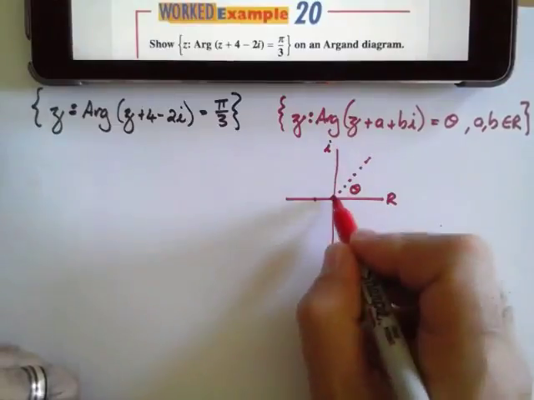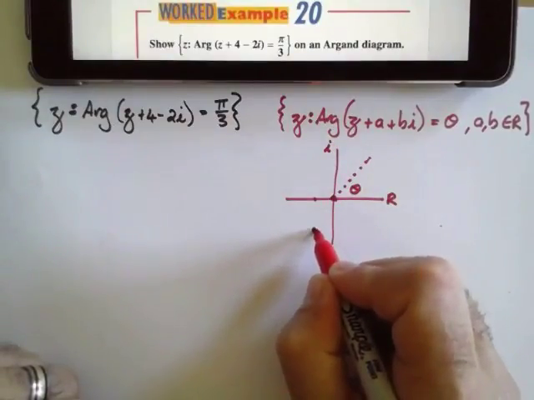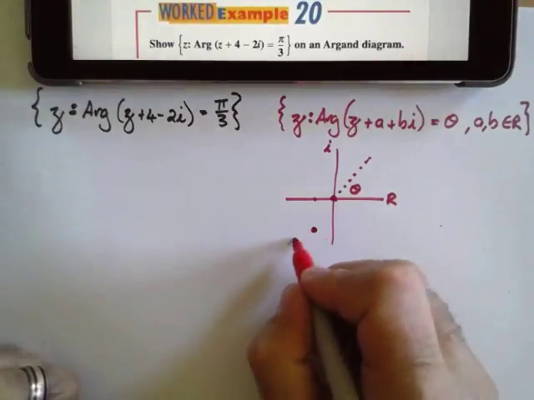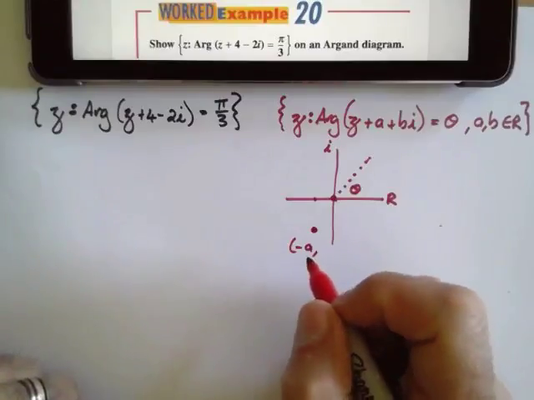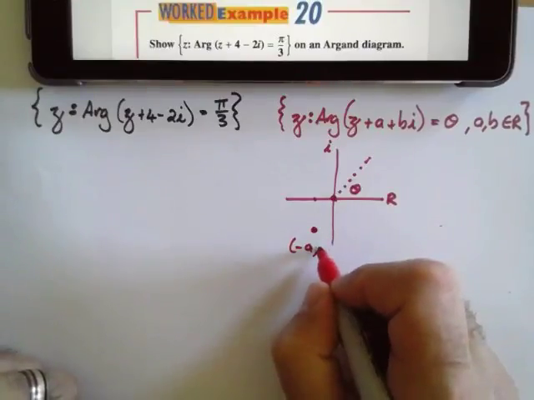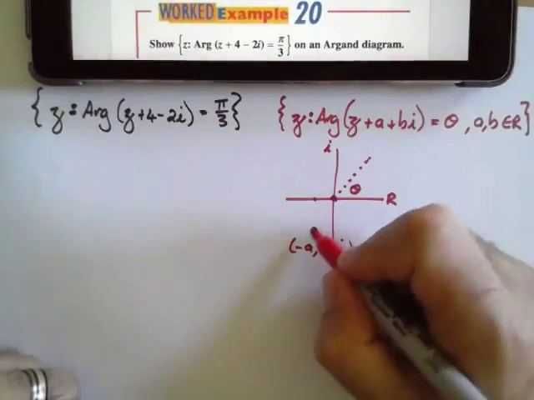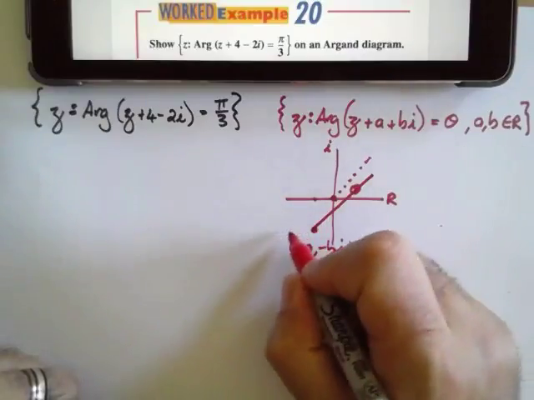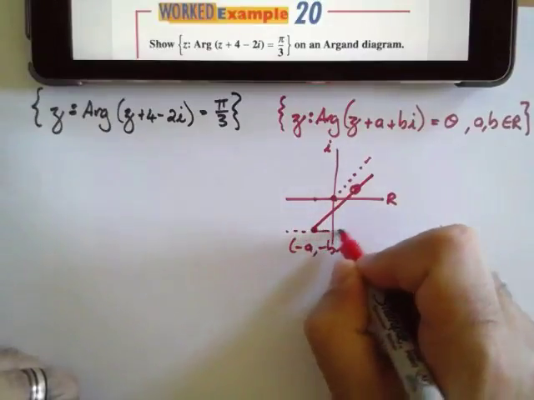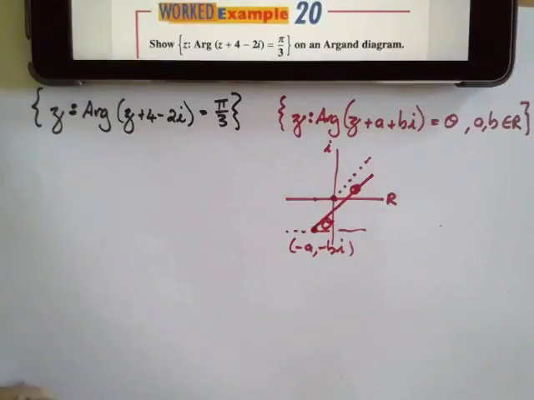So this is the imaginary value that will go to negative b, so it will move to a new position, let's say there. That point there will be, my real value will be minus a, and my imaginary number will be minus bi. The angle will still be the same, so that angle that we have there will still be theta, and that is how that one translates.